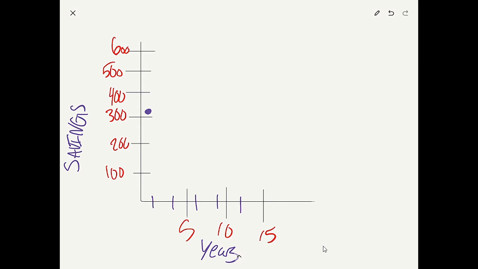All right, year 3, how much money was saved? 340, which is almost halfway between 300 and 400. So right there. Year 6: 380, which is still below 400. Year 9: 430. Year 12: 480, which is kind of right here. Not really, but kind of. All right, let's plot those points.